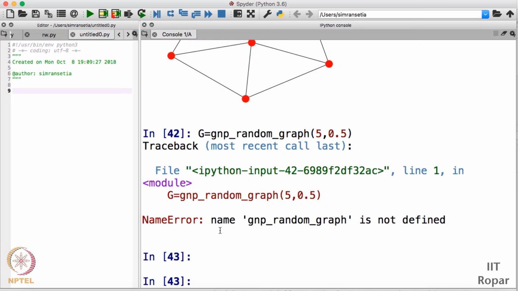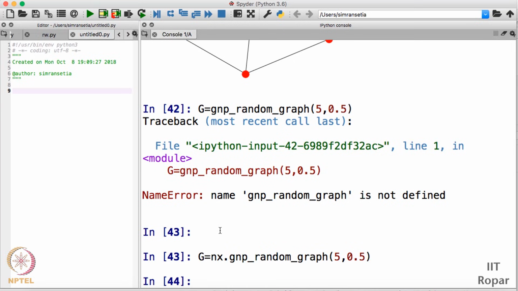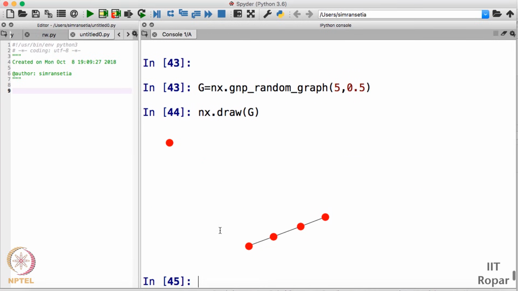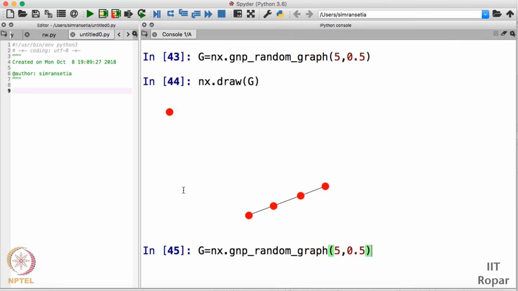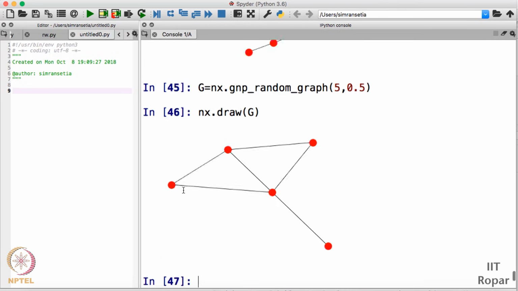Sorry, I didn't write nx here, that's why it is showing an error. So next I need to draw this particular graph. So you can see we have 5 nodes here and it has drawn the edges randomly. So let me draw it again, and it will show me a different graph because this is a random graph and it is making edges randomly. So let me draw it again. So see, now we have a completely different graph.